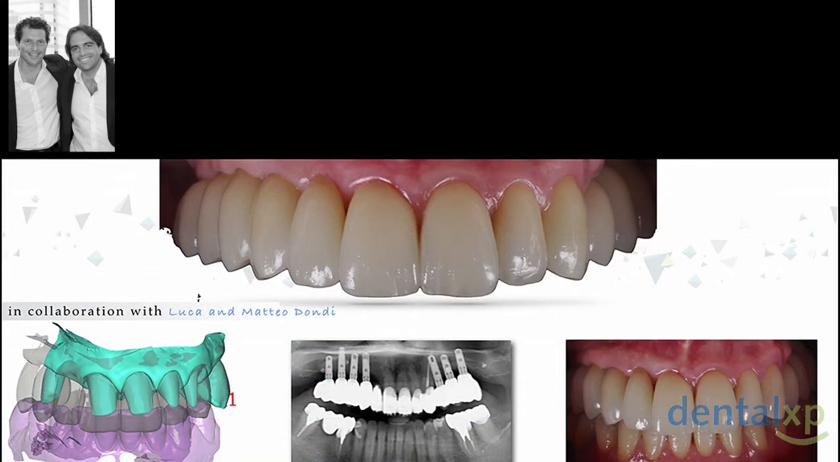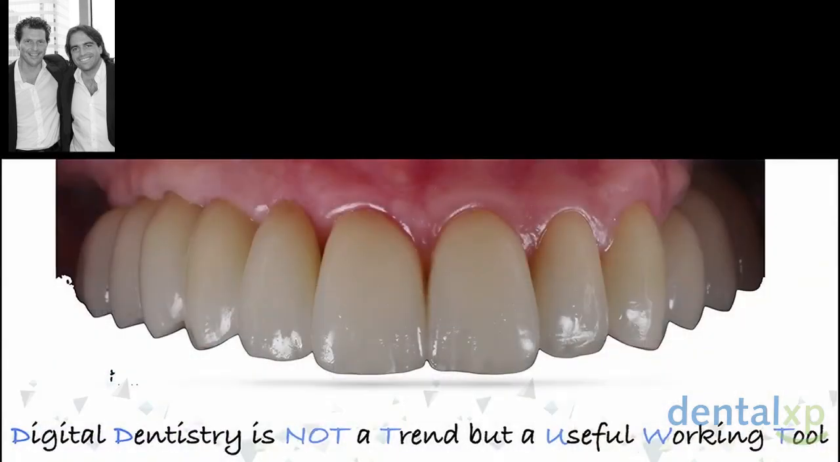We can definitively state that new technologies are indeed a great tool to simplify the clinical and technical workflow. But we must not forget the traditional background. The traditional background is really the key in order to get the best out of digital dentistry. And the last sentence that we want to leave you with is that digital dentistry, don't think it is a trend, because nowadays every congress is digital. Everything is digital. Our book is digital, but it's really a useful tool. It's not a trend. It's a really useful working tool.